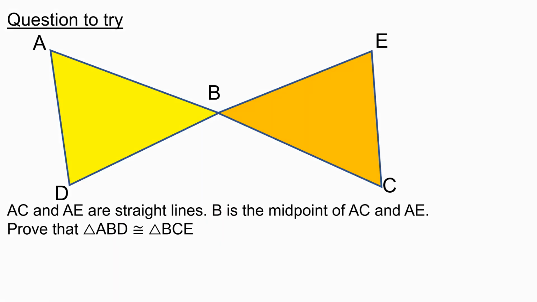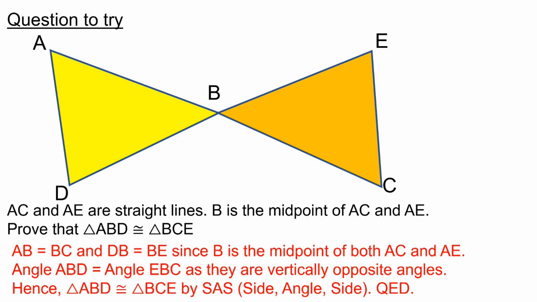Here's a question for you to try. Please pause the video now and have a go, and when you're ready for the answer, press play. Here's the answer. First of all, AB is equal to BC because B is the midpoint of AC. So we can say that these two sides are equal. And we can also say that these two sides are equal because B is also the midpoint of ED.